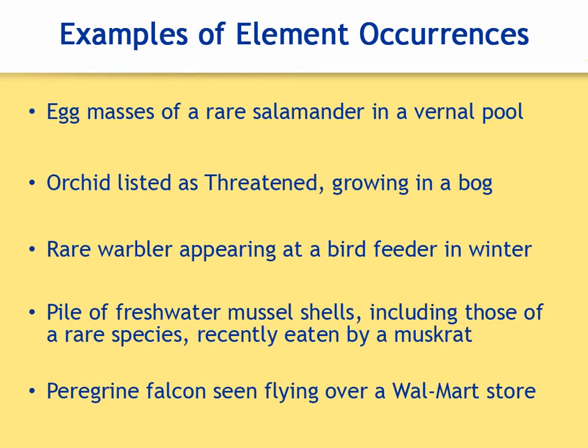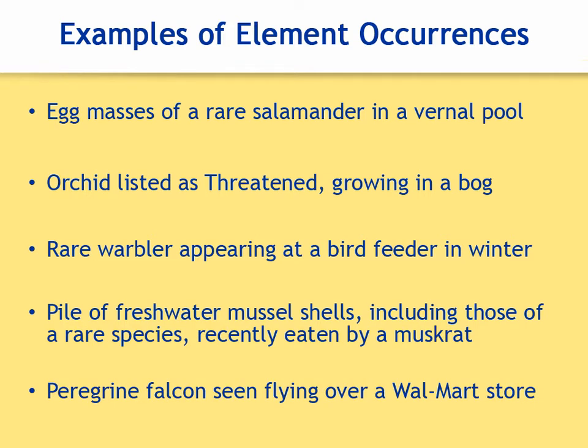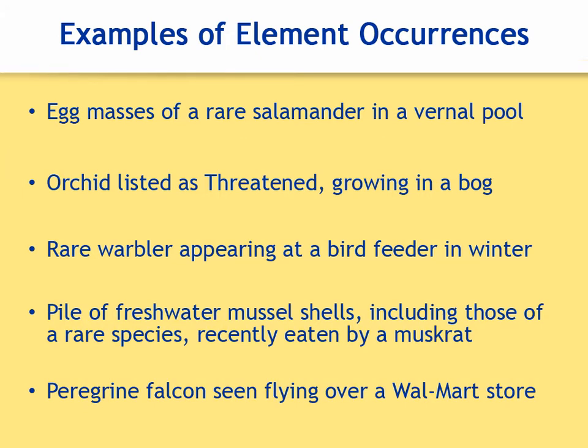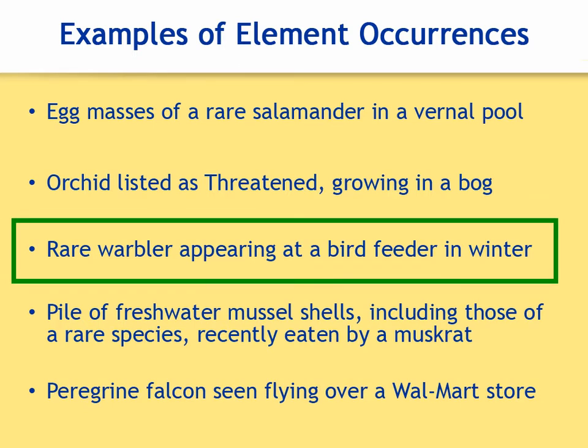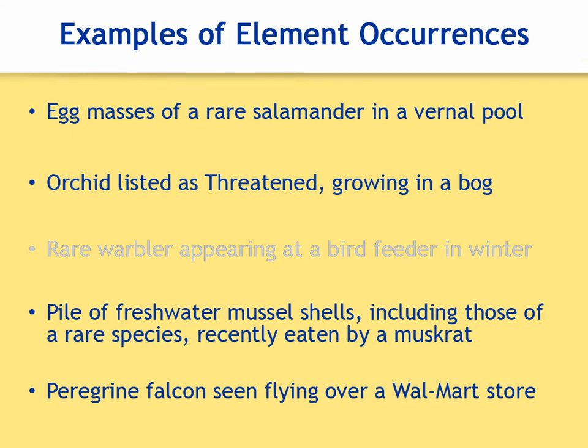Consider which of these sightings would qualify as an EO. Egg masses of a rare salamander? Yes. Good habitat, right time of year. How about a rare orchid in a bog? Yes, absolutely. How about a rare warbler appearing at a bird feeder in winter? No. Wrong time of year for a warbler. Also, if that bird feeder were not there, that one stray bird might be lost, but the species would not be affected, so the bird feeder sighting does not have practical conservation value.